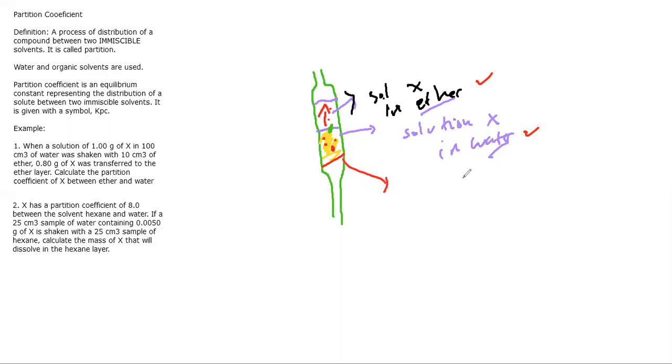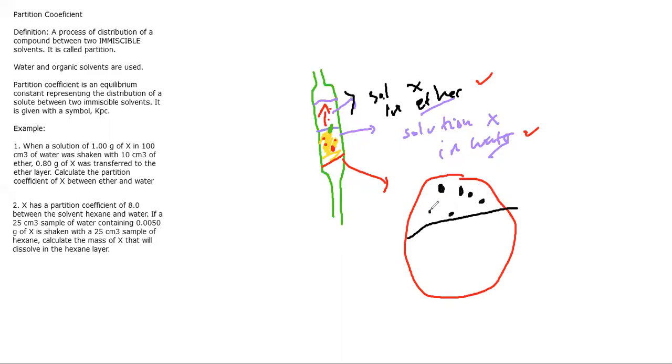If I use a diagram, maybe I can show you this. Let's say solution X is located in the top layer, and then I also have solution X located in the lower layer. These are molecules of X. If this is ether and this is water, the way you interpret this diagram is that solution X is more soluble in ether compared to water.